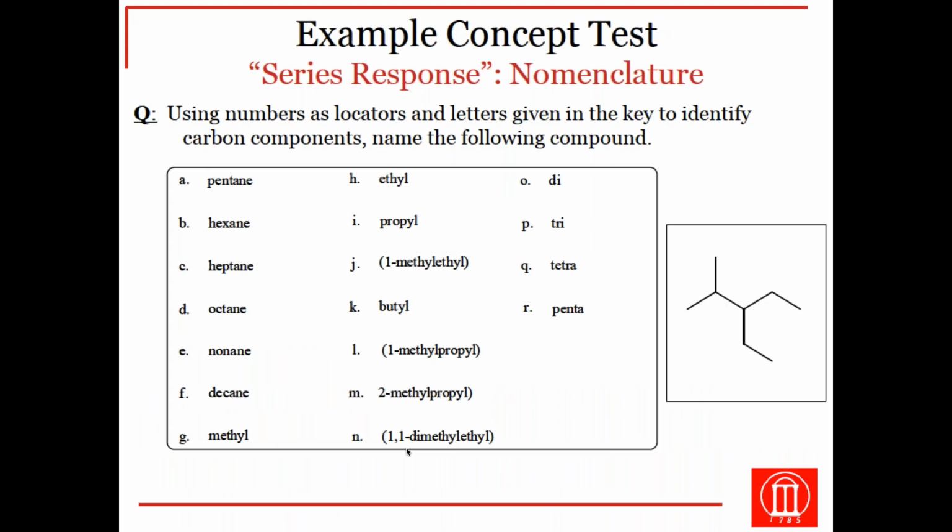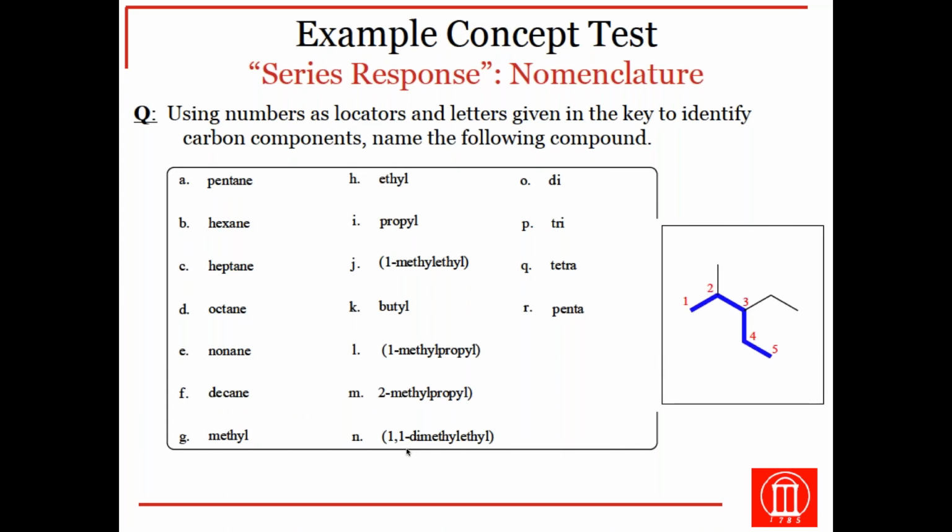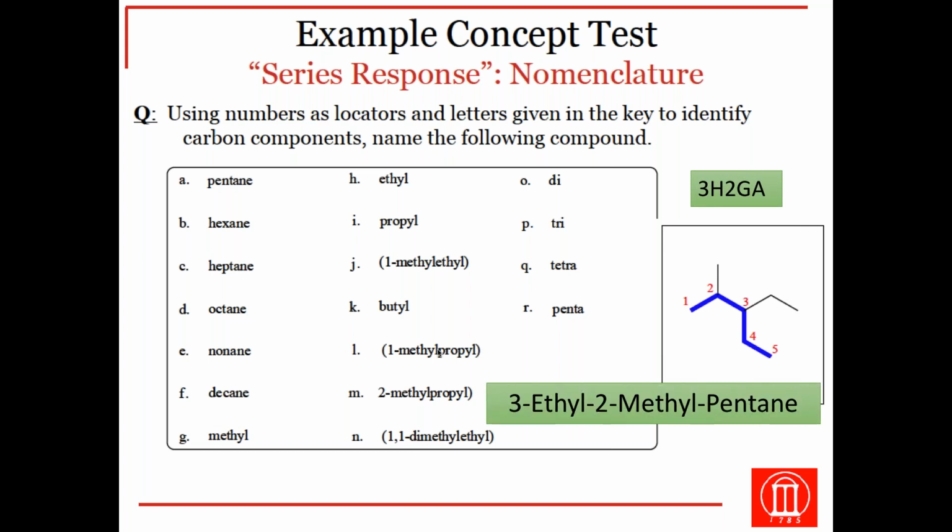Here's an even more complex one. Here, use the numbers and locators as letters to identify the following compound. Just a personal note, my daughter was taking organic chemistry in college at the time, so I sent her this question just as a double check. I don't know any organic chemistry, and she came back, and essentially the way the clicker question would be answered would be 3H2Ga, because if you're an organic chemist working through this, you would probably by this time have reached the conclusion that it's a 3-ethyl-2-methylpentane.